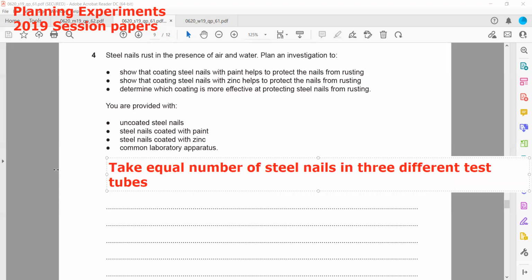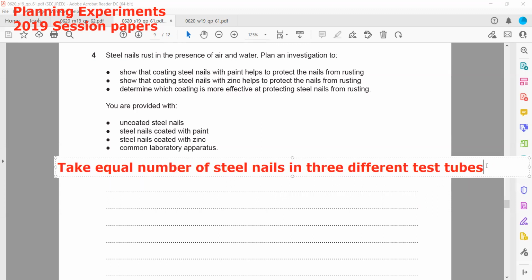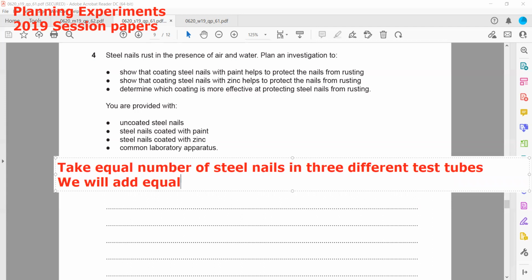So that is the first point. We'll take an equal number of steel nails in 3 different test tubes. Then after that, we will add an equal amount of water in the 3 test tubes.